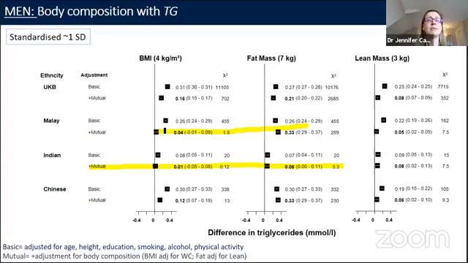So in the Malay participants, there was no relationship between BMI and triglycerides, but we had this positive relationship with fat mass in the Malay participants. And lean mass had a very weak positive association with triglycerides, but again, generally equivalent across the different ethnic groups.